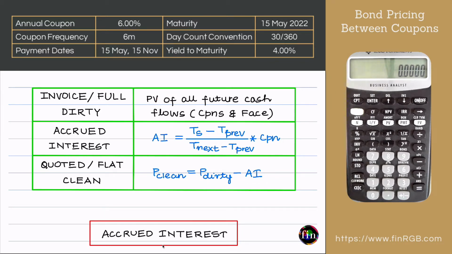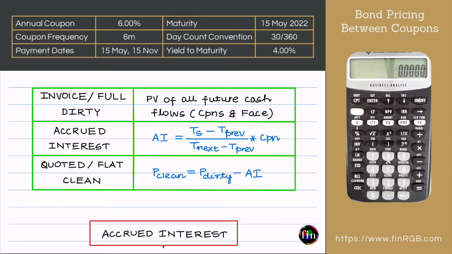Okay, now let's come back to the solved example that we have to do in this video. Let's say I want to price a coupon bond which pays an annualized coupon of 6%. These coupons are paid twice every year, on 15th of May and 15th of November. The day count convention that we will be following is 30/360. The current date, the settlement date, is 17th July 2020, and the maturity of this bond is 15th May 2022.